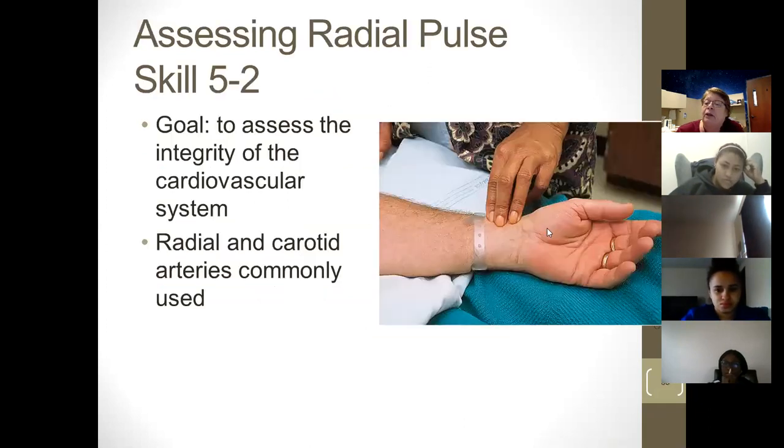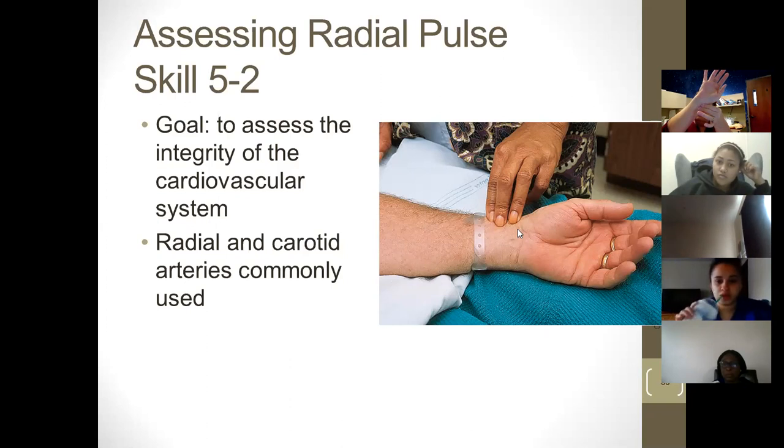So here is where you're going to assess the radial pulse. It's right underneath your thumb on the side of your arm, okay? You feel the pulse there. You kind of want to move that artery up against the ligament. It'll be easier to feel, okay?